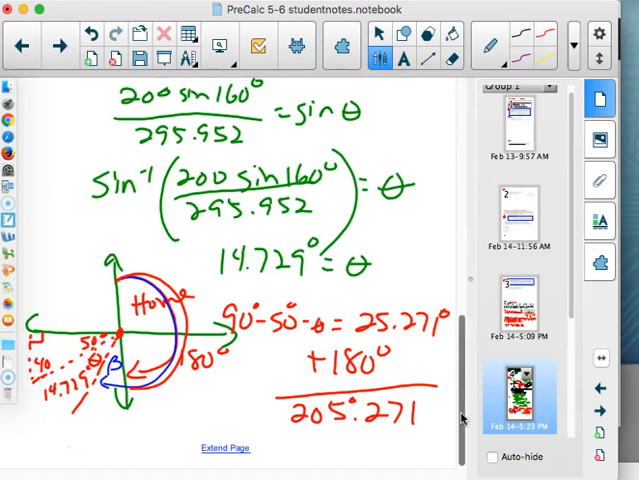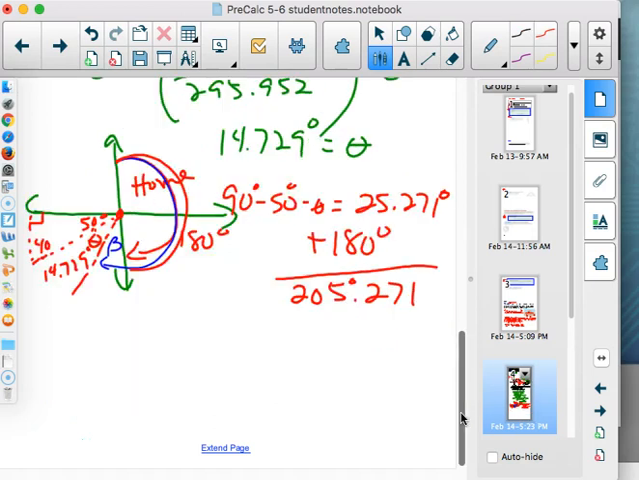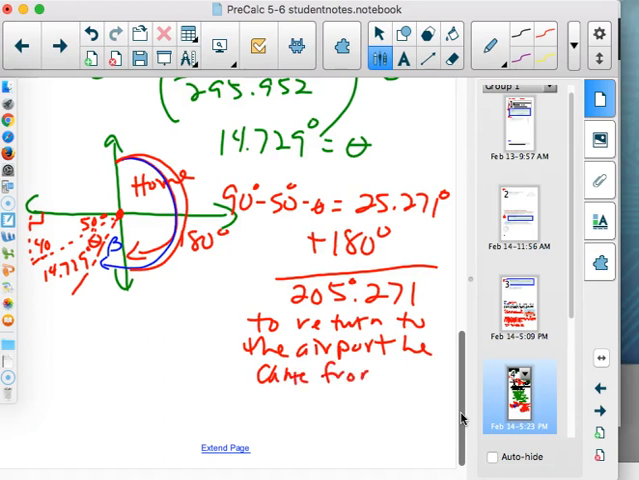To return home, I guess in this case we're going to call it an airport, to return to the airport he came from. Not just any airport. Our calculations were to figure out where did he come from. So 205.271 degrees to return to the airport that he came from. So that was a good problem. There's a lot of good math in there.